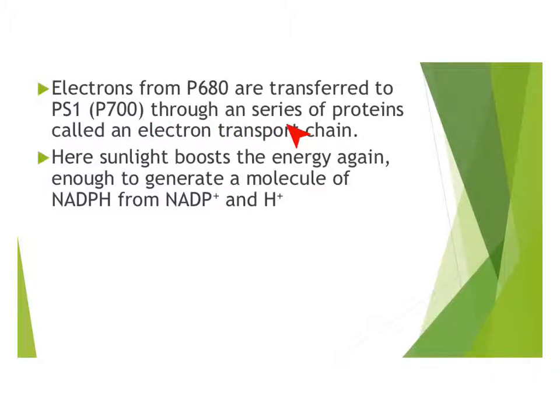It's going to bounce through a series of proteins that are embedded in the thylakoid membrane, and this is called an electron transport chain because the electrons are transferred between these proteins. Once it reaches P700, sunlight's going to boost the energy again. There's going to be another photon of light taken in, and this time there'll be enough energy to generate a molecule of NADPH from NADP and hydrogen ions. NADPH is an electron carrier, and it's going to carry the electron away from the thylakoid.